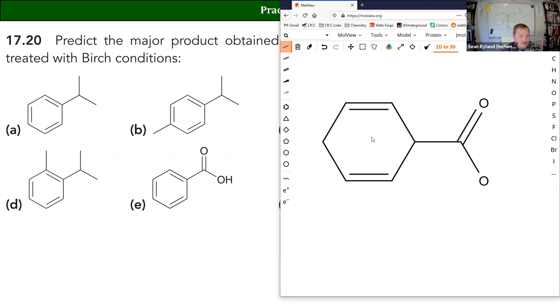And we're not making a new stereocenter in this case, because we wind up with two identical substituents. Both directions around the ring are identical. But if we were making a new stereocenter, we would just be making both enantiomers of it.